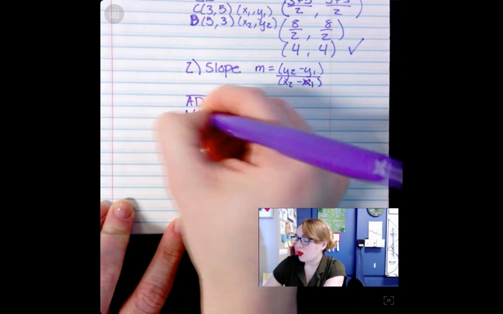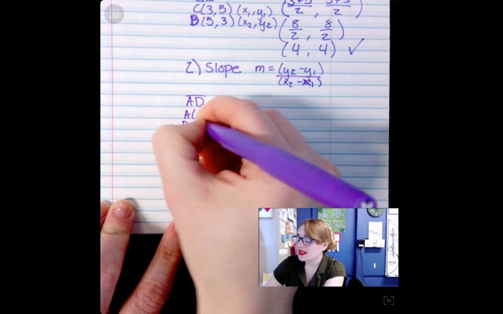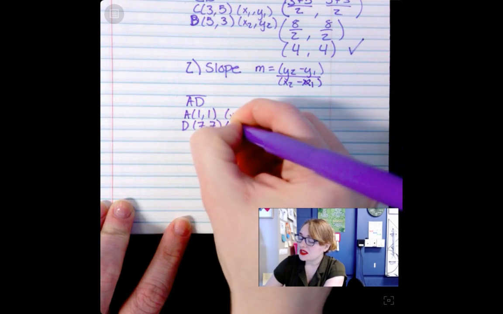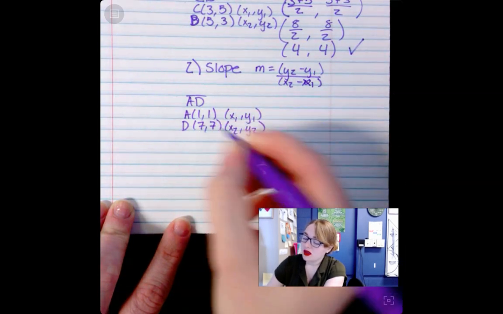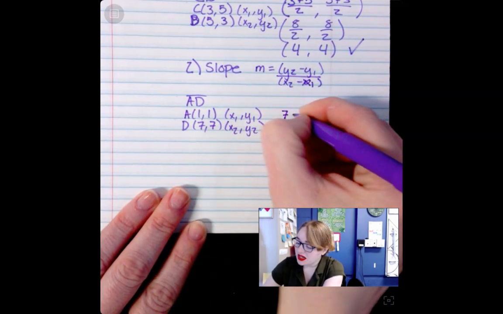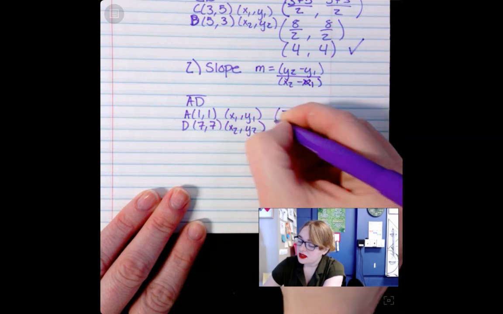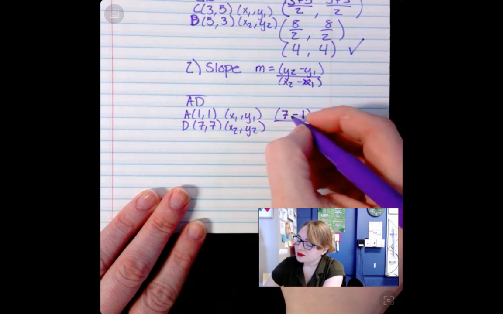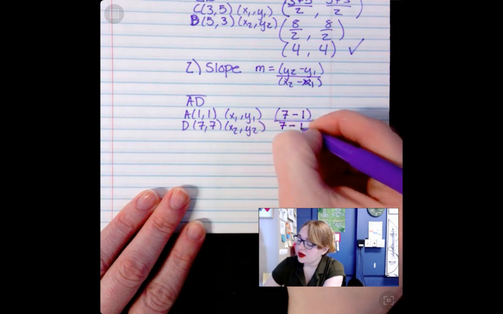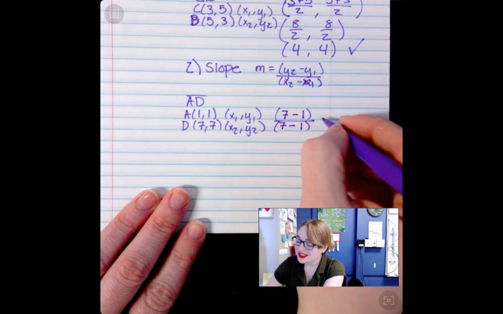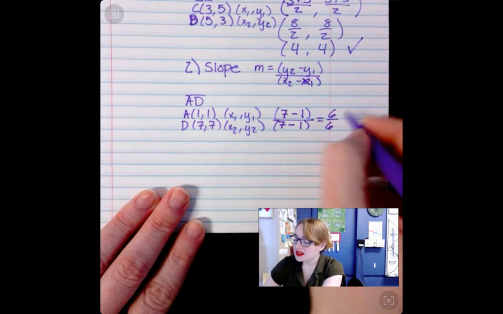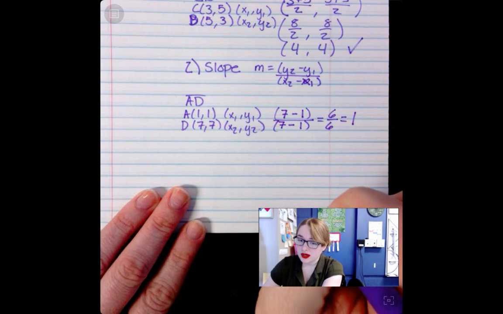Again, A is at (1, 1), and D is at (7, 7). I'm going to pick A to be my x1, y1, and D to be my x2, y2. Okay, so we're just going to plug it into the formula. So we have y2, which is 7, minus y1, which is 1, divided by our x2, which is 7, minus our x1 of 1. So in both the numerator and denominator, 7 minus 1 gives us 6. 6 over 6, or anything divided by itself, remember, always gives you just 1.